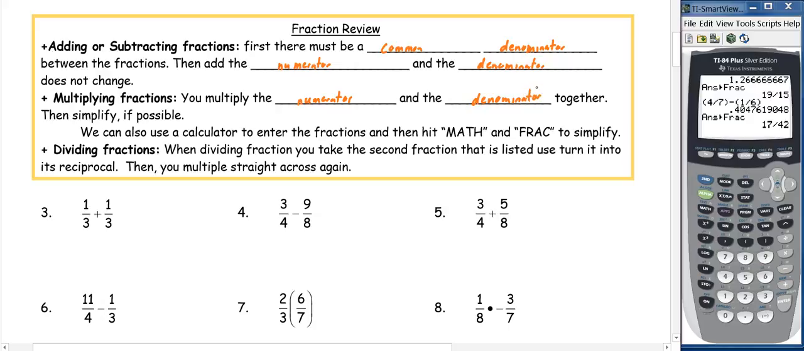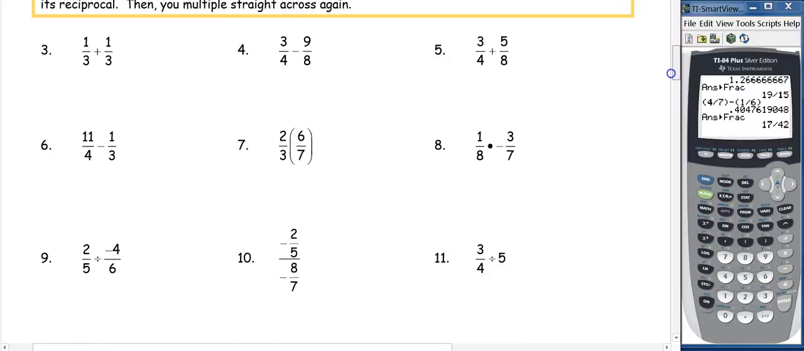When you're multiplying fractions or dividing fractions, remember to take the second fraction and turn it into a reciprocal, and then it turns into a multiplication problem. So in number 3, we have 1/3 plus 1/3. This one's easy because our denominators are both the same as 3. So we're just going to add our numerators together to get 2/3.